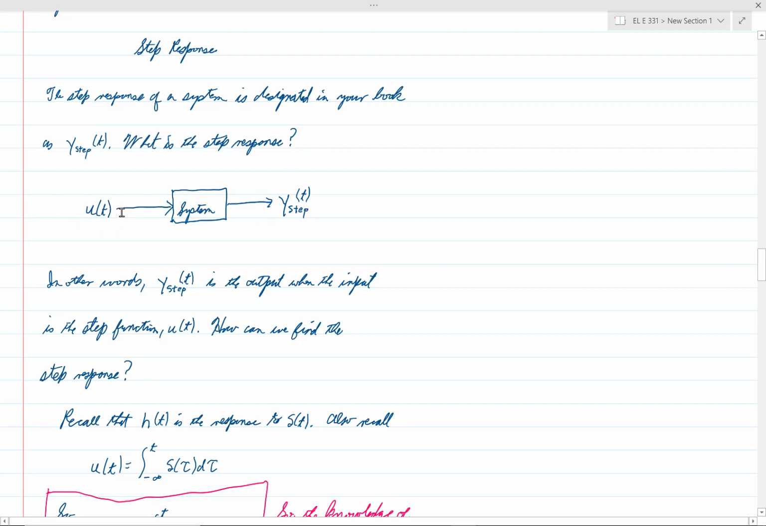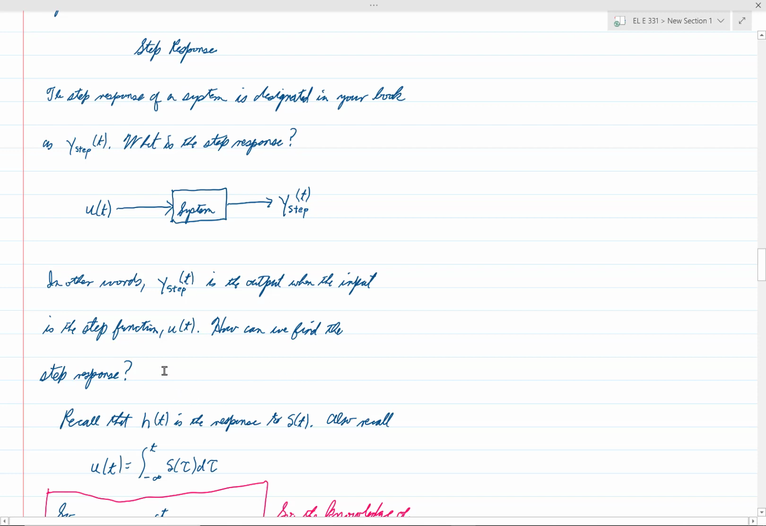So just like the impulse response is the output when the input is the impulse function, the step response is the output when the input is the step function, u of t. And that's what we say here. In other words, y step of t is the output when the input is the step function, u of t. How can we find the step response?